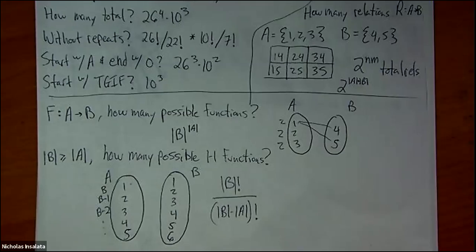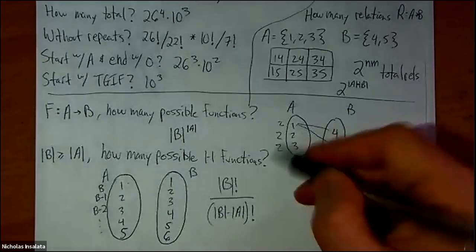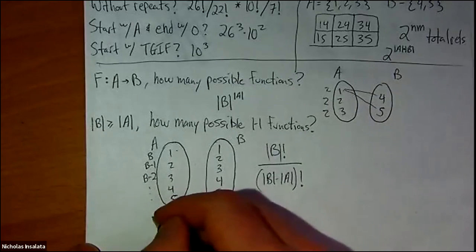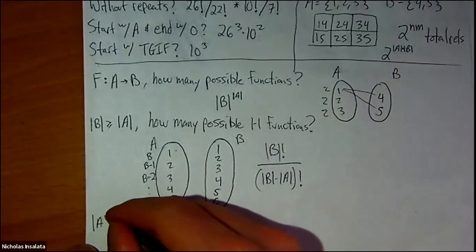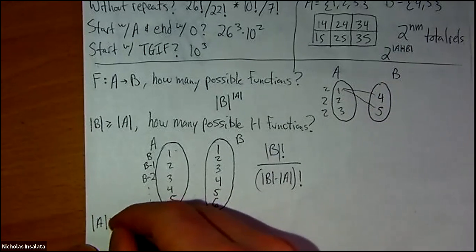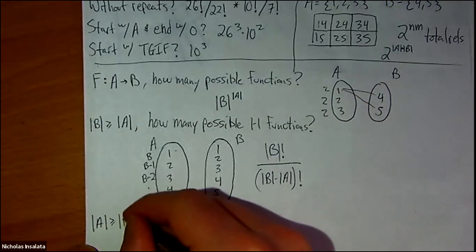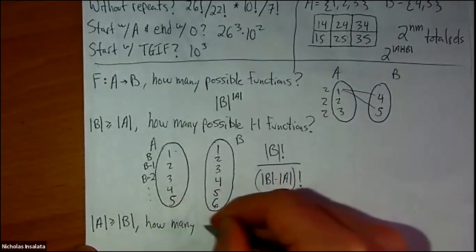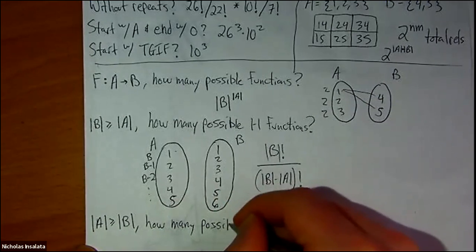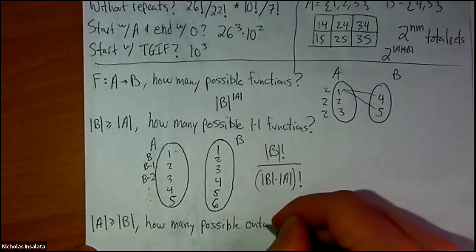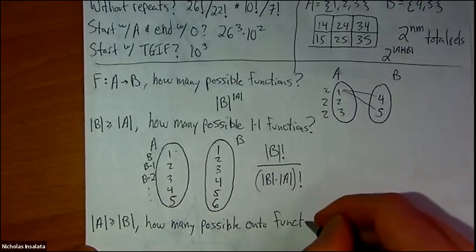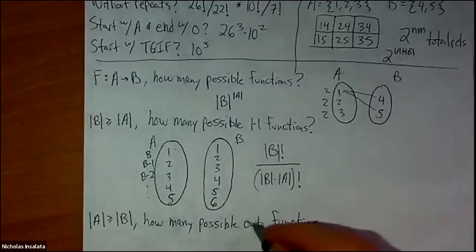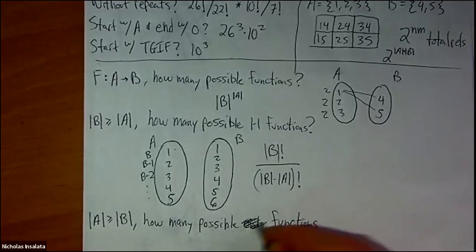Okay. Well, let me ask you an interesting one. How many possible onto functions? So in that case, I guess we'll assume the size of A is greater than or equal to the size of B. Well, before we do onto here, let's do bijective first. We'll save onto for last.